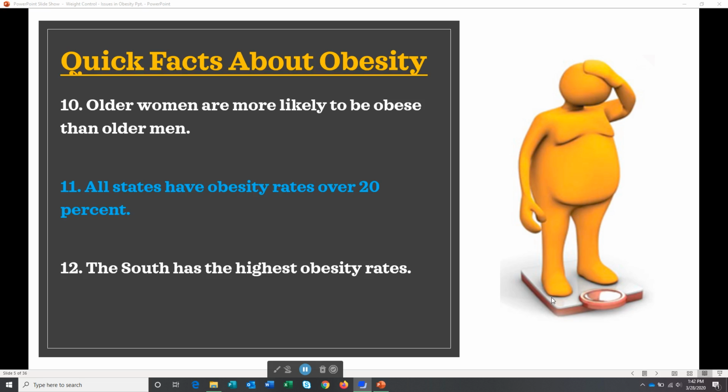Number 12, the South has the highest obesity rates. 5 states in the Deep South have an obesity rate over 35%. Socioeconomic factors threaten families' health and their livelihood. Fast food is cheaper and more accessible than, say, fresh food from a grocery store. Families don't have the time or resources to exercise and enjoy a healthy lifestyle.